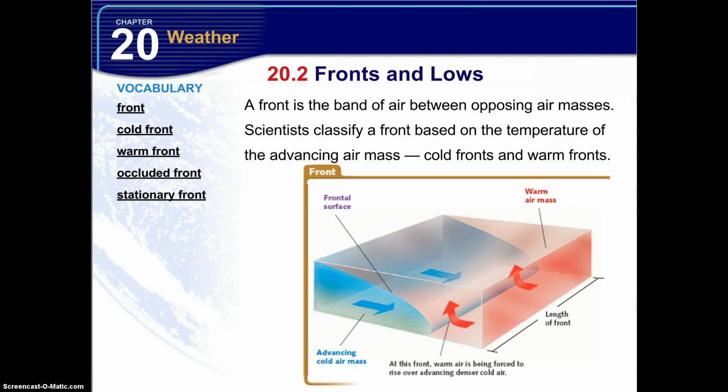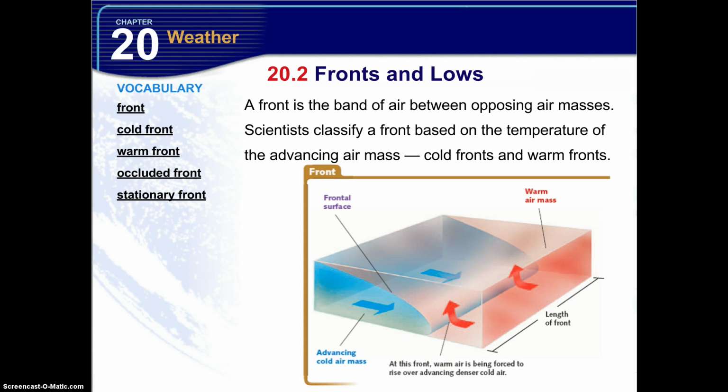So if you're looking at an air mass on a weather map, such as this one right here, you can see that that blue arrow is the advancing cold air mass. Let me ask you a question. Why do you think that warm air mass, why are the red arrows going up? Because they are less dense.